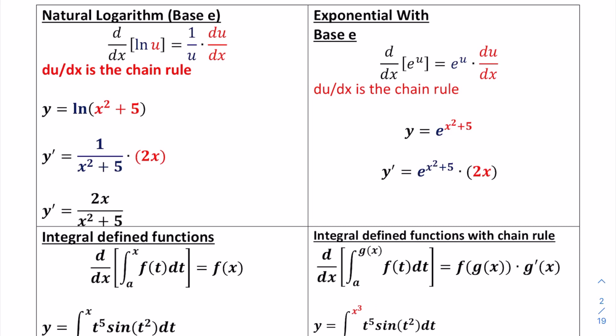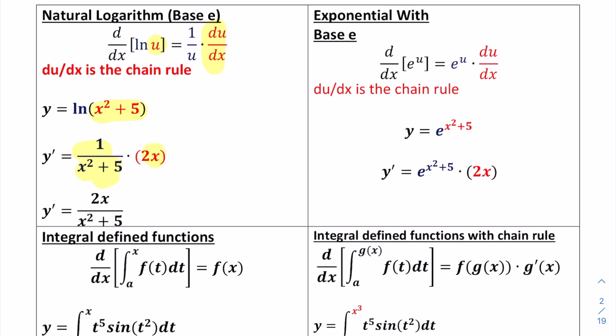You're going to have to know your natural log derivative, and so the rule for that is 1 over the argument of natural log. It is not 1 over natural log of u, and then times du dx, that is the chain rule. So we're going to just use the natural log rule for this example of natural log of x squared plus 5. We say 1 over x squared plus 5, but then times the derivative of that inside function, which is just going to be 2x.